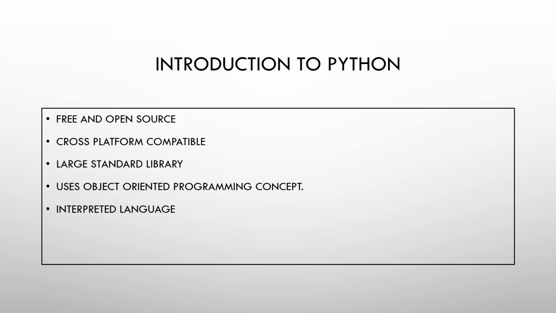Then Python supports object-oriented programming concept. So object-oriented programming concept means it supports objects and classes. So if you do not know objects and classes, no issues. We will study in the later classes. And Python is an interpreted language. So interpreted language means it will execute the source code line by line, and whenever there is an error in one line, it will not go to the next line. So we should rectify the error, then only the interpreter will move on to the next lines.